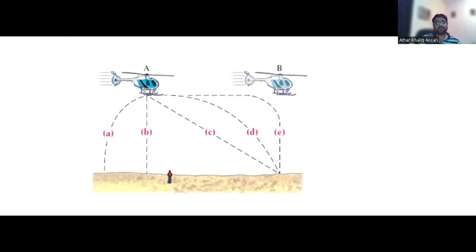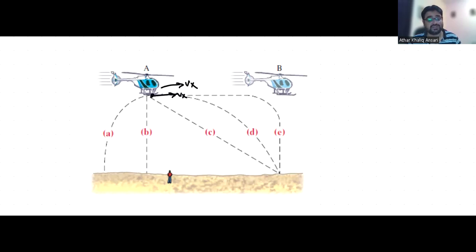So A is impossible, B is impossible, because when he was holding the package, it was also moving with the helicopter. So the horizontal velocity of the helicopter and package is the same. When he dropped it, there is an additional vertical component of velocity that makes it move down, but the horizontal velocity is the same. So you can say this is the package. Horizontal velocity Vx of the helicopter and Vx of the package are the same.